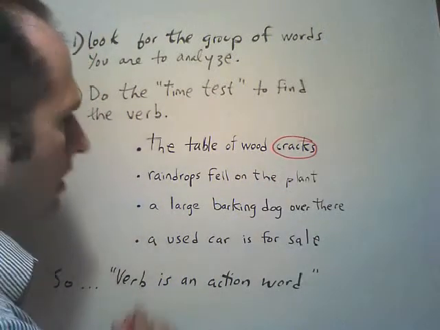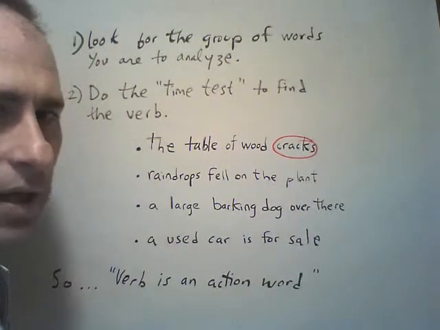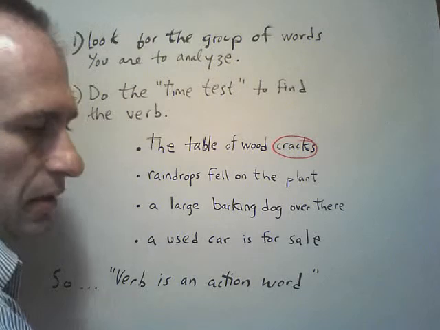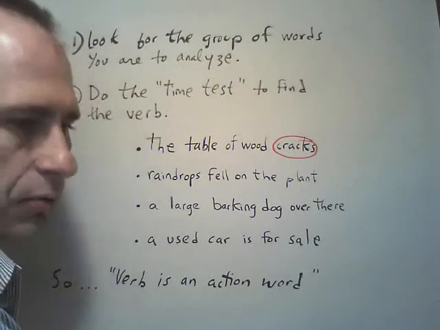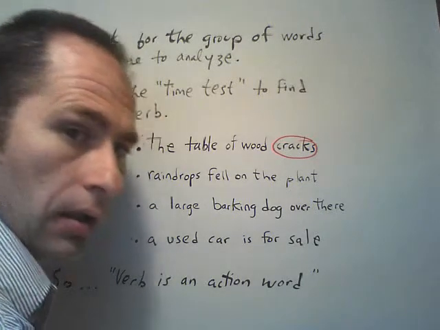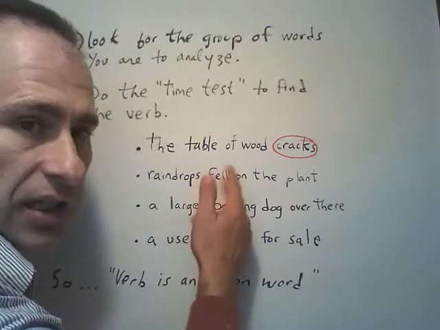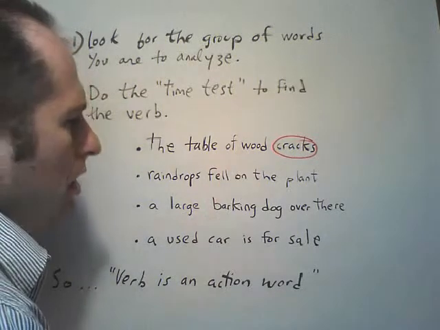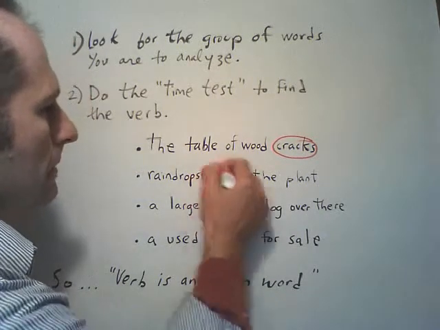Okay. What about this? Raindrops fell on the plant. Let's say that's past tense. Raindrops fell. How would you say it in present tense? Raindrops fall on the plants. How would you say it in the future? Raindrops will fall. This is the word that's changing its form. Fell, fall, will fall. So this is the verb.